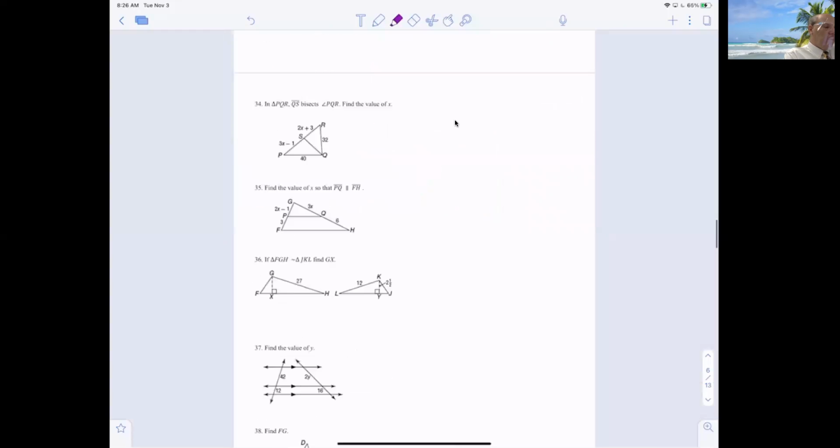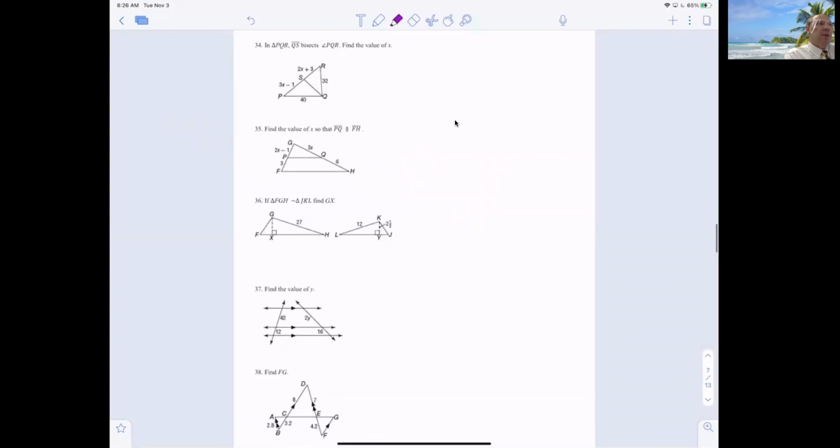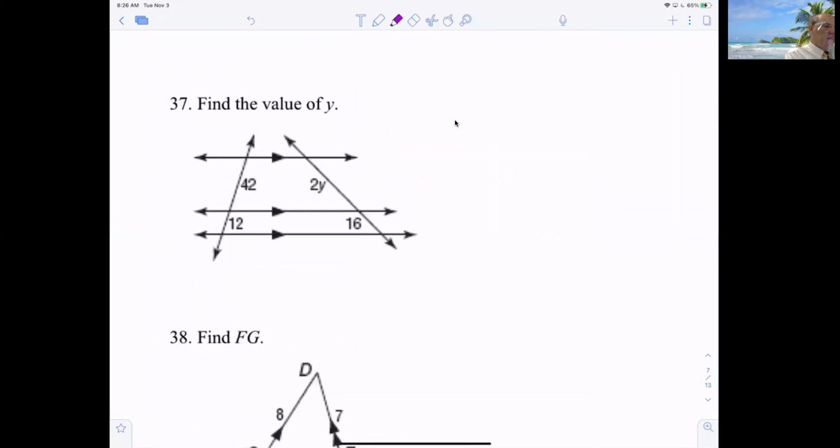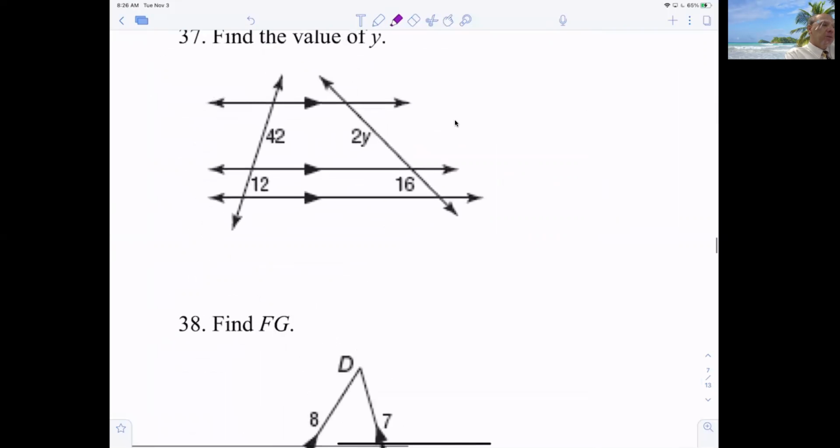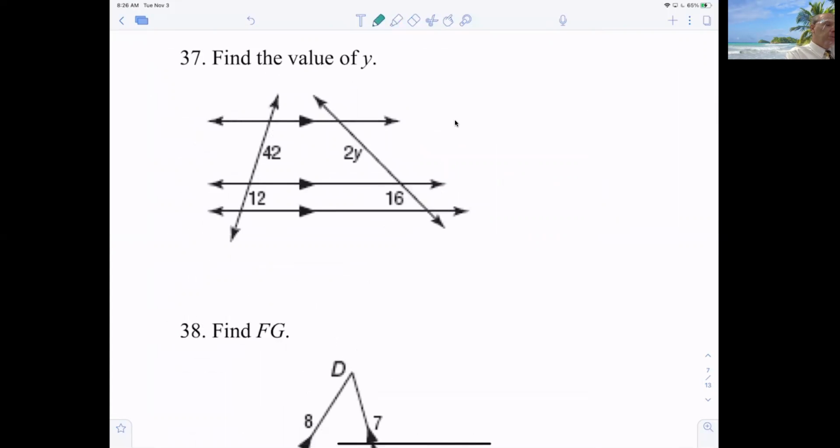Help me out now. 34 through 38. Now, just take a guess. I want you to set up the proportion.